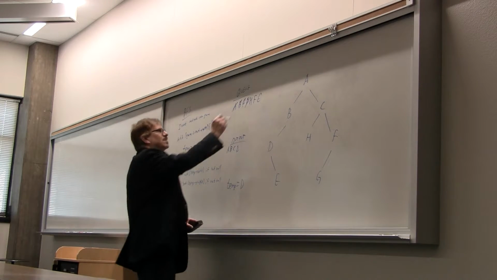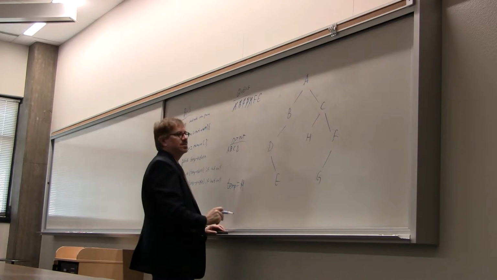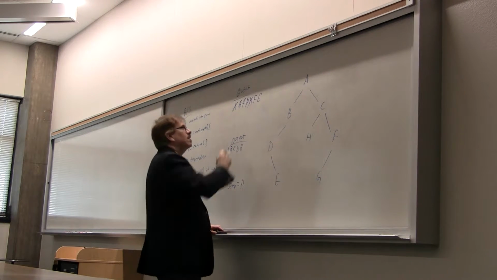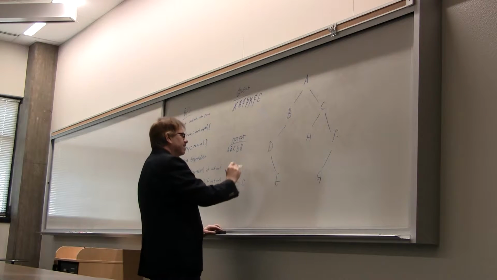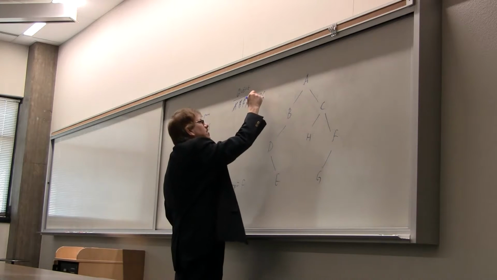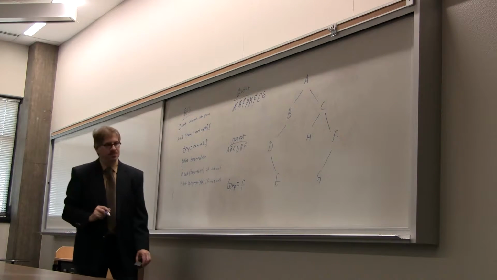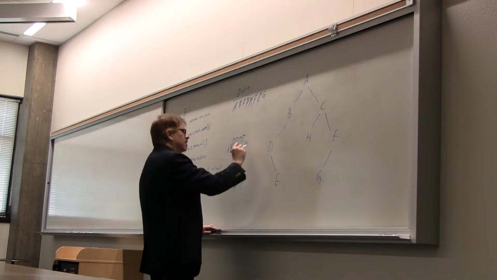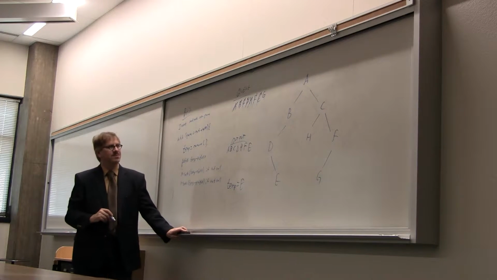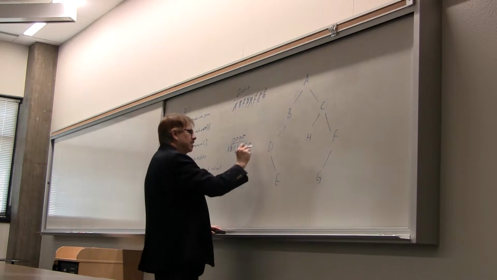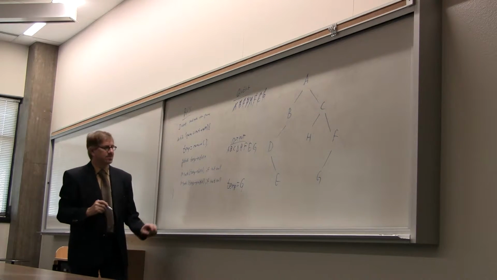So back to the top, pop off the H. Temp is H, nothing on the left, nothing on the right. Output the data. Back to the top, pop off the F. Output the data. Left child is G, that goes in the queue, nothing on the right. Back to the top, pop off the E. Print the data, nothing to the left, nothing to the right. Back to the top, pop off the G. Print the data, nothing to the left, nothing to the right.